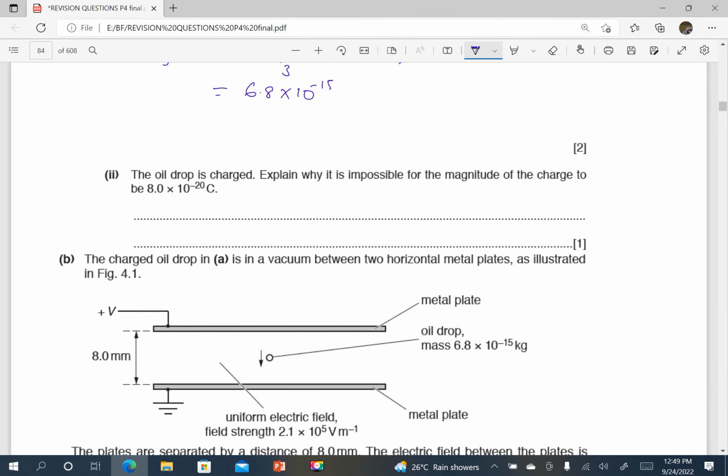Part 2. The oil drop is charged. Explain why it is impossible for the magnitude of charge to be that. I think we are now aware that the minimum charge on a drop should be 1.6 times 10 power negative 19 coulombs. So this would not be possible. The minimum charge, because charge is a multiple of the elementary charge, so the minimum charge on the drop is 1.6 times 10 power negative 19 coulombs. So it is not possible.